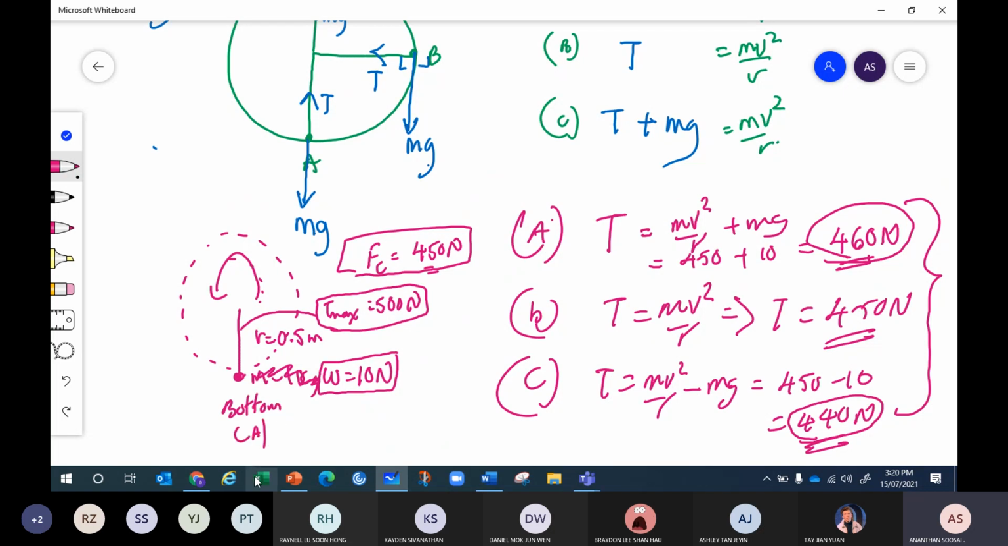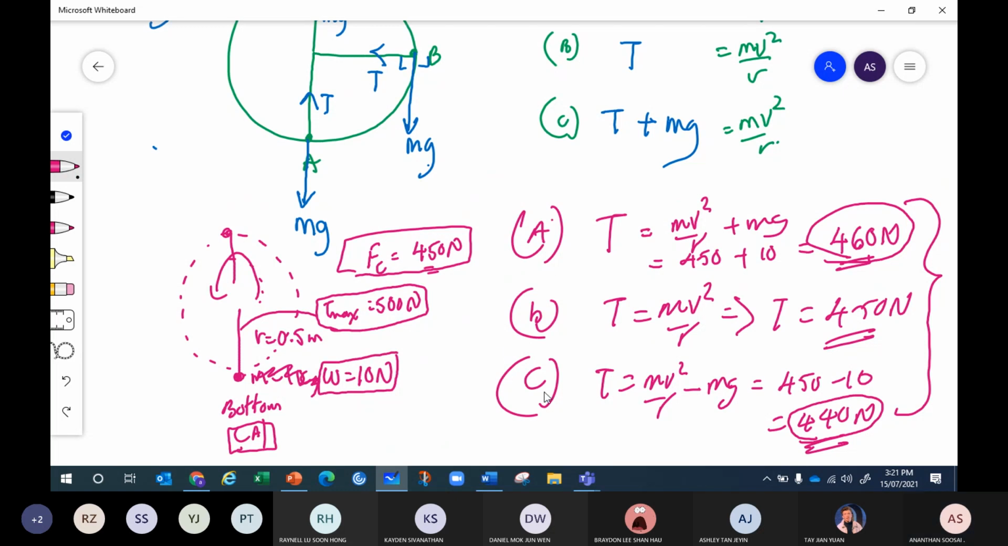So remember, when your friend whirls it up and down, the tension of the string varies, and the tension of the string becomes maximum at the bottom. How do you know the tension is maximum? From this derivation, from these formulas. And the tension becomes minimum at the top. Okay, so that's the first investigation.